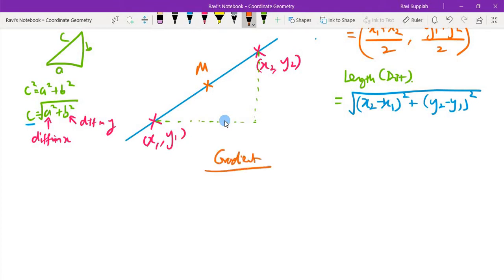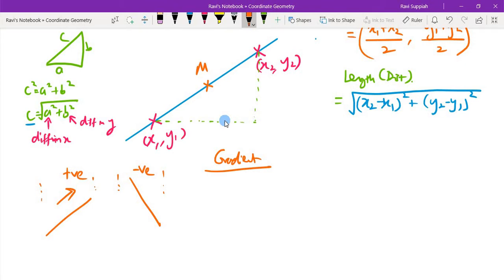Okay, in general, you can say that any line that is going upwards from the left hand side to the right hand side, if it's going upwards, we can say that the gradient is positive. From the left hand side to the right hand side, if it is going downwards, we say it is negative. So this is a general way of looking at gradient.